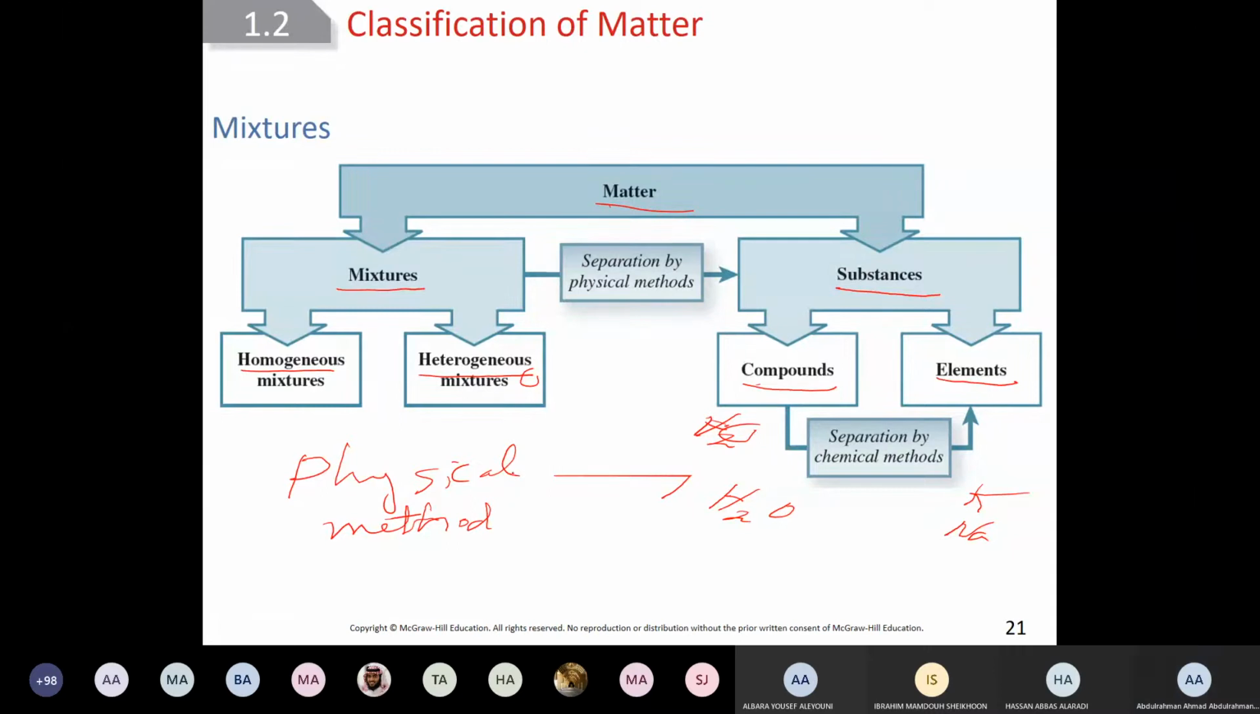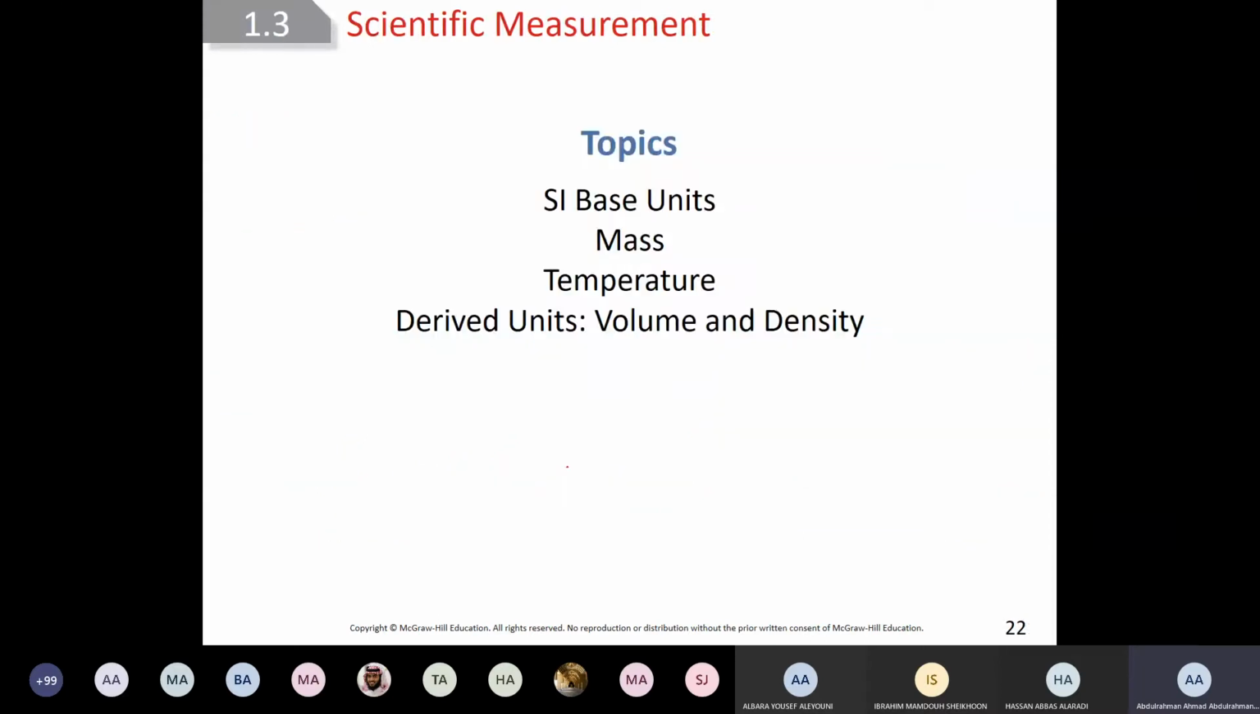Good? All right. How about a substance? Can we separate the elements from the compound? Yes, you can, but by chemical methods. Chemical methods only. Clear? Very good.